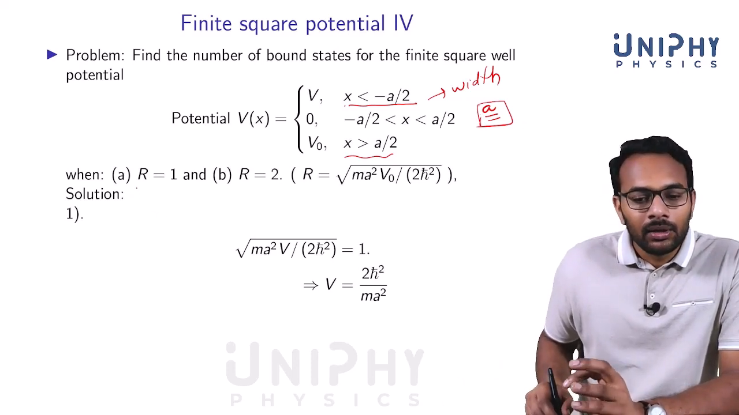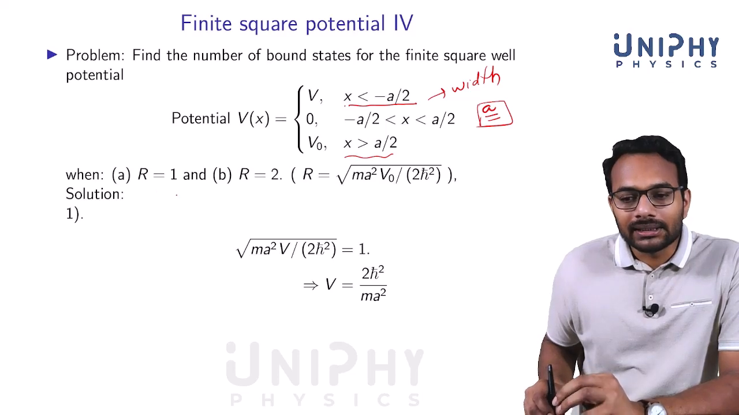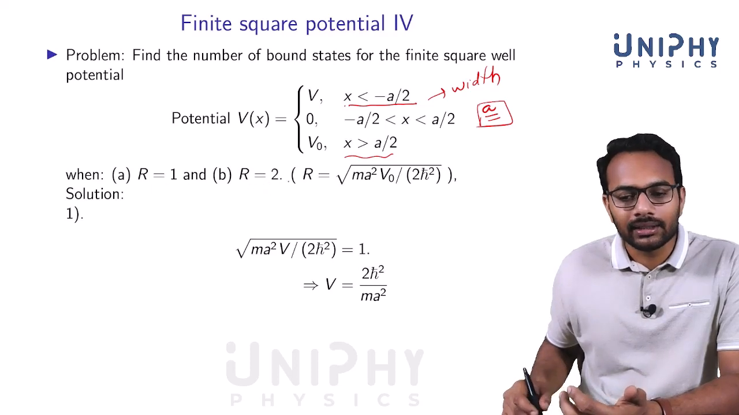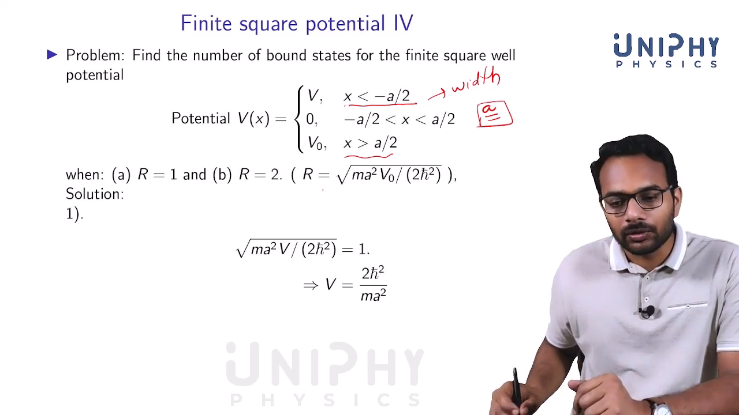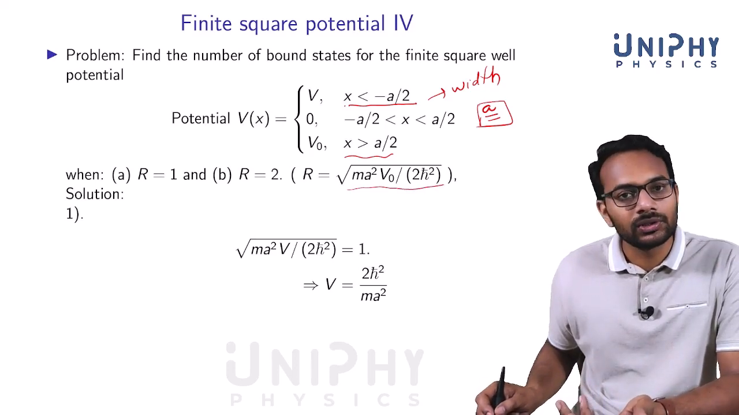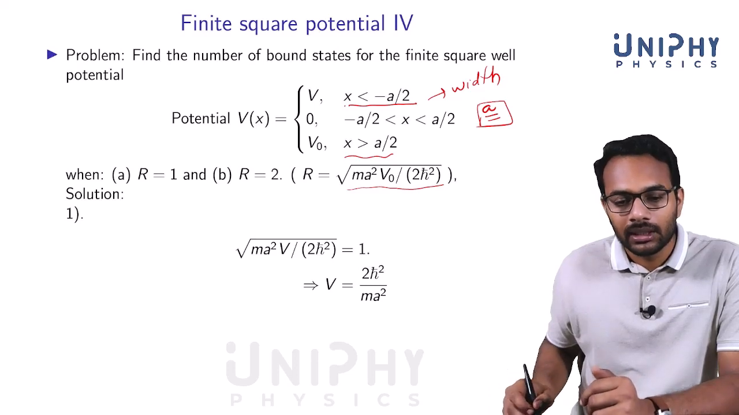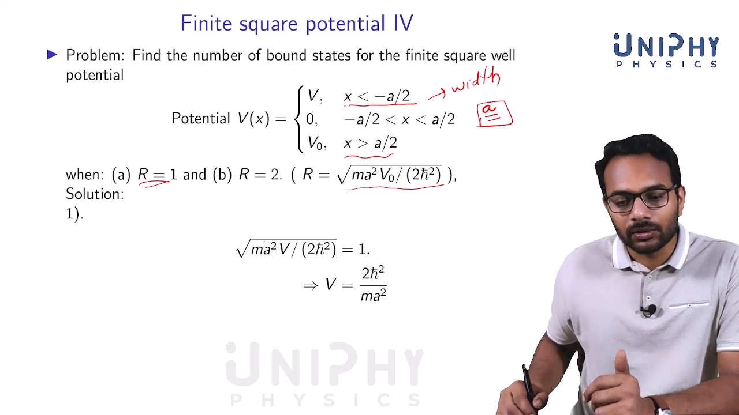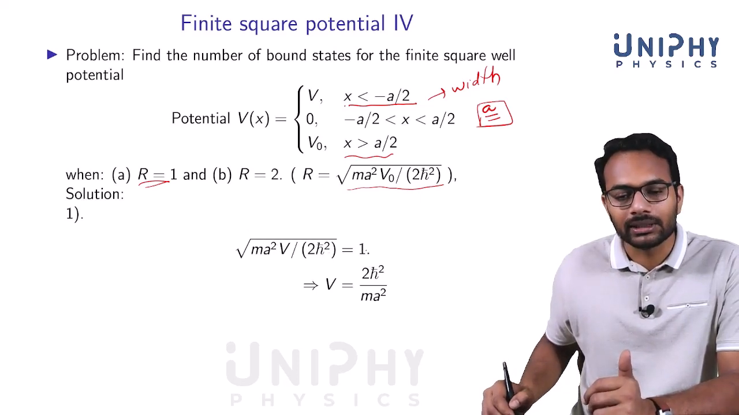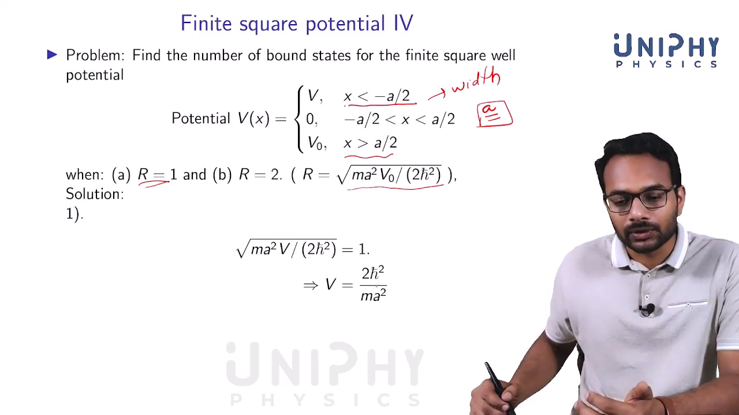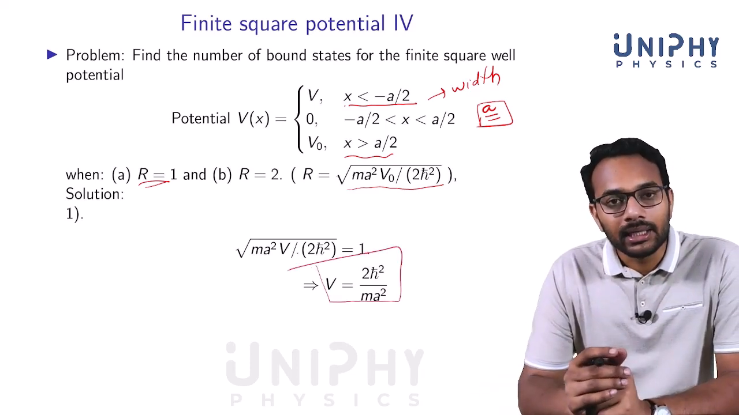Find the number of bound states for the finite square well potential when r is equal to 1 and r equal to 2. And what's r here? They have given it in the question itself. R is equal to square root of m a square V0 divided by 2 h cross square. We take the first case, r equal to 1, which means square root of m a square V divided by 2 h cross square is equal to 1. From here we solve for V and see that V is equal to 2 h cross square divided by m a square.